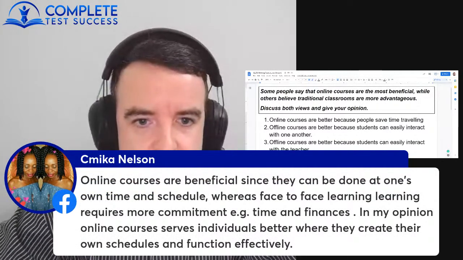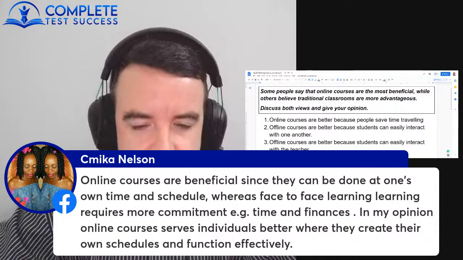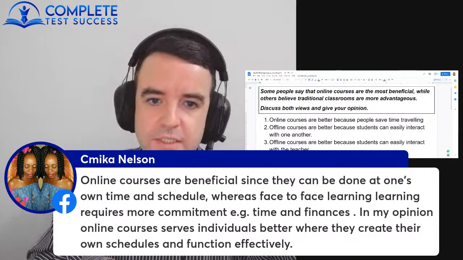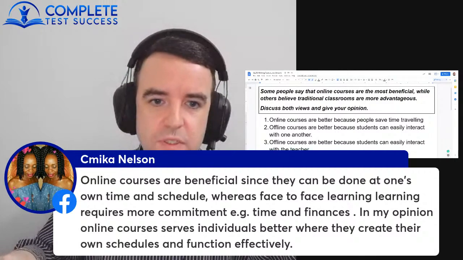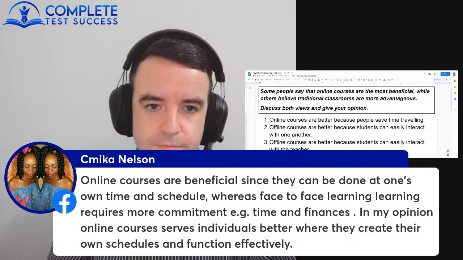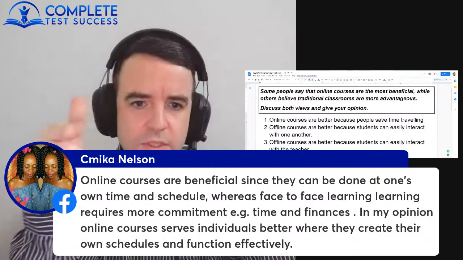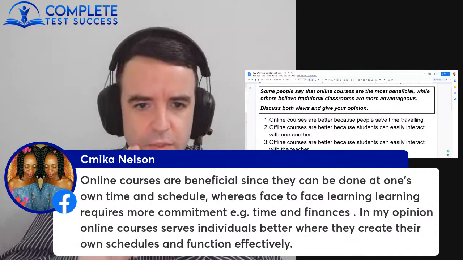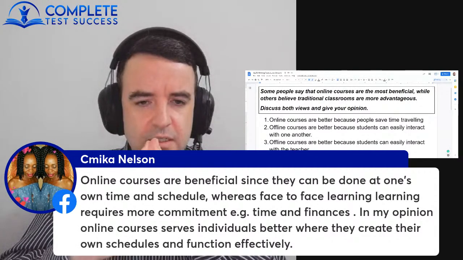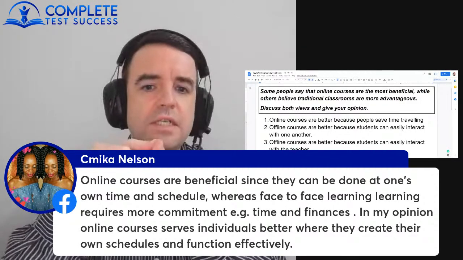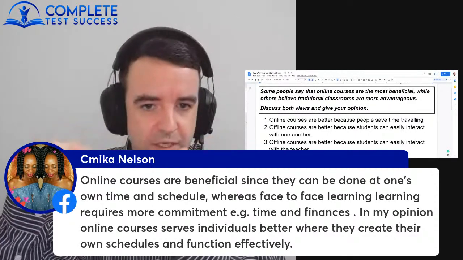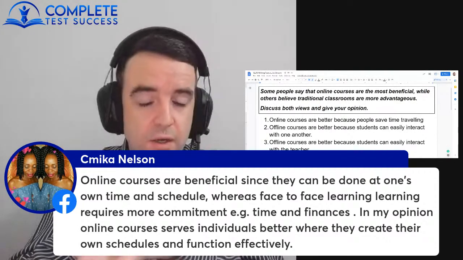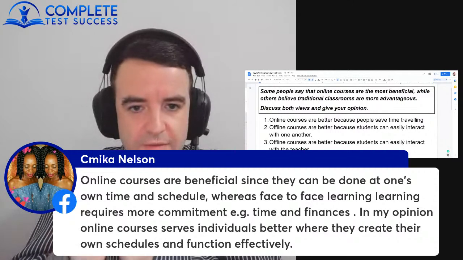Okay, Kamika: Online courses are beneficial since they can be done at one's own time and schedule. Good. Whereas face-to-face learning requires more commitment, for example, time and finances. So that's two ideas. But you already talked about time for the first one, so you could just say money. The problem here is online courses are beneficial since they can be done at one's own time and schedule, so online is better because it takes less time. Face-to-face learning requires more commitment of time. You need one idea to say why online is better and one to say why offline is better. So you've given basically all of those ideas as reasons why online is better. You haven't supported the second view.